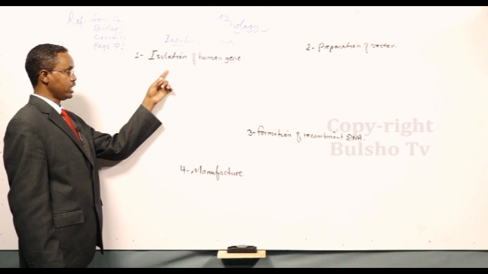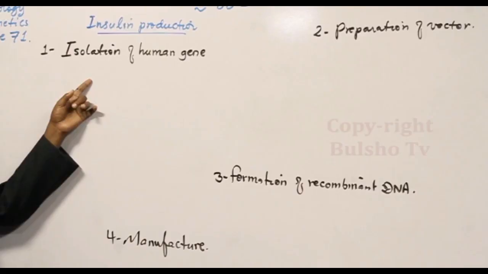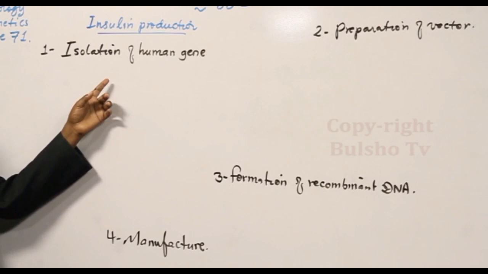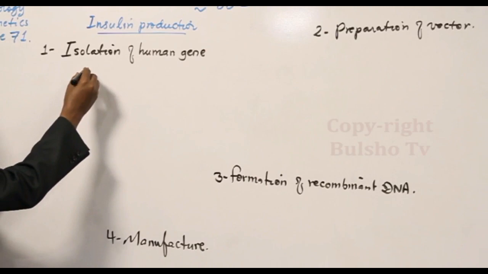Isolation of human gene: we have to take the human pancreas. Then we have to remove beta cells that synthesize human insulin. Suppose this is the human pancreas.